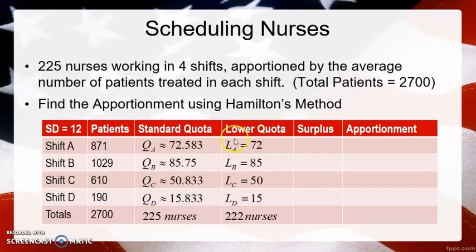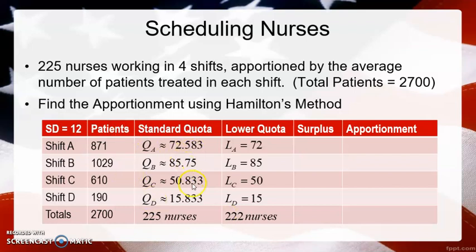So we have already calculated the standard divisor, which is simply 2,700 divided by 225. We've then used that standard divisor to find each state's standard quota, which is simply the state's number of patients divided by the standard divisor. And then we've used that standard quota to find the lower quota. So now we have awarded 222 nurses. So how many surplus do we have? Well, 225 is how many we have. 222 is how many we've awarded. So we have 3 surplus seats.